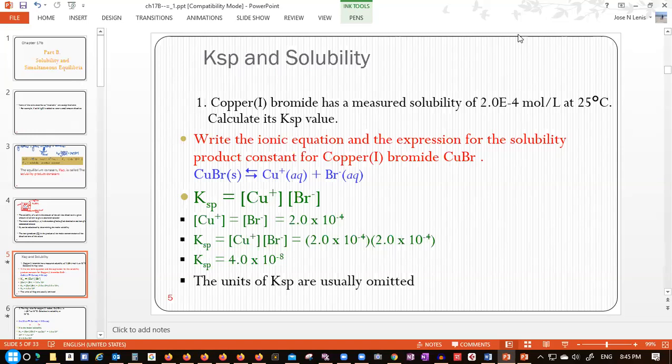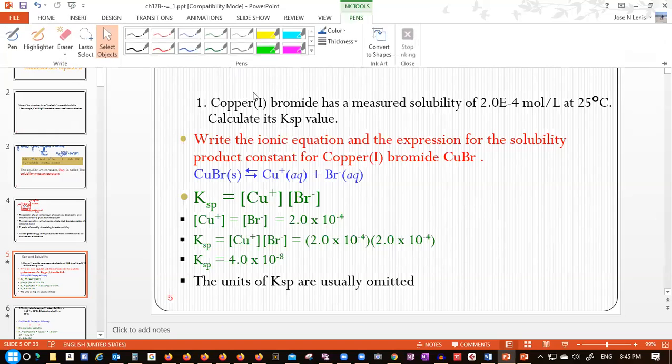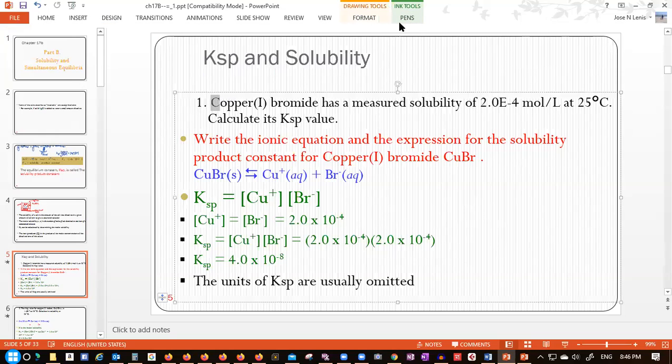First, write the ionic equation and the expression for the solubility product constant for copper 1 bromide, CuBr. So that's the first thing. Take the formula from the name, and it's probably a good idea to review how to name compounds or how to read formulas. You see copper 1 bromide, the formula is CuBr. Not always will the problem give you formulas; sometimes it will give you the name. So you should be able to draw the formulas from the name.